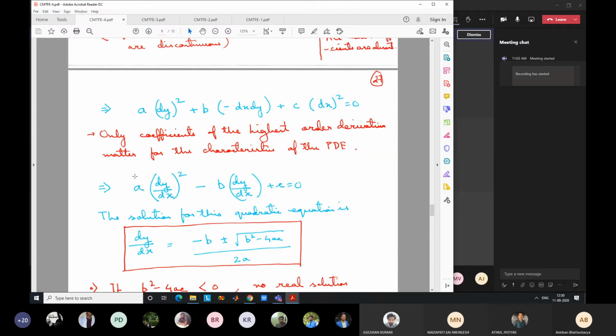The solution for this quadratic equation is dy/dx equal to minus b plus or minus root over b square minus 4ac, by 2a. Is it minus b or plus b? Minus b.